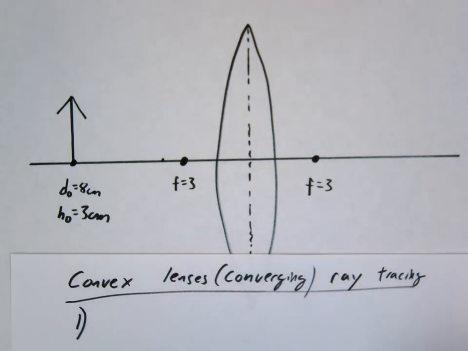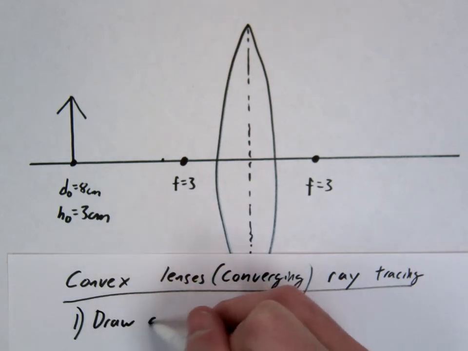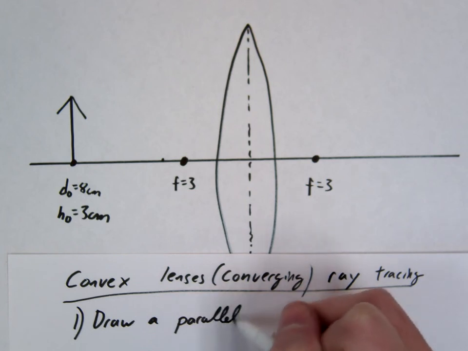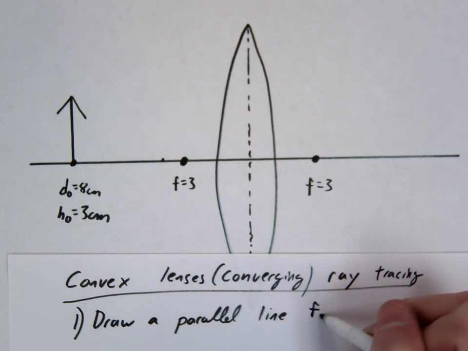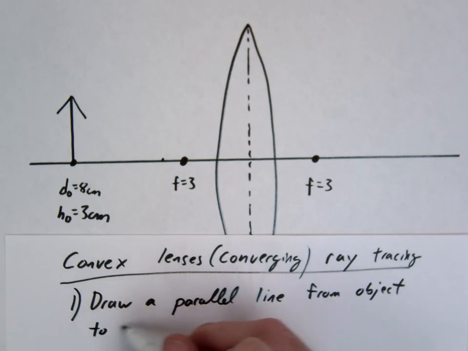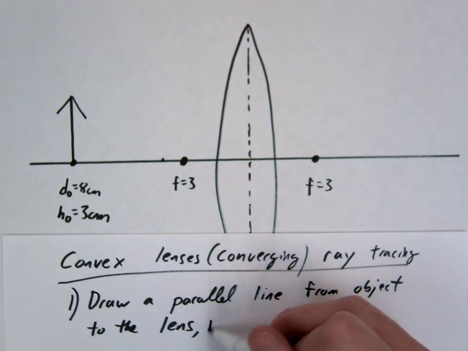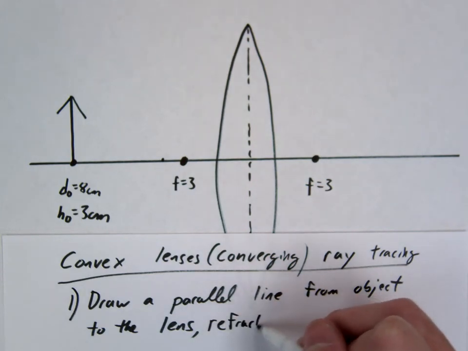So rule number one is essentially the same, which is you're going to draw a parallel line from the object to the lens. Now before, what did we do after we drew our parallel line? We reflected through the focal. And we're going to do the same thing, except we're not going to reflect. We're going to refract.